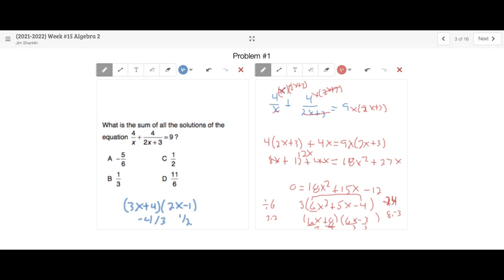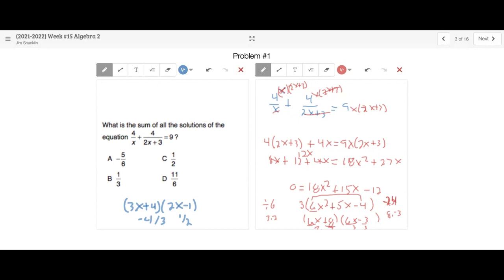As I said, probably one of the hardest problems. Now, I look up at the top. Neither of my answers are up there. So, why aren't my answers up there? Read the directions. The directions say, what is the sum of all your solutions?